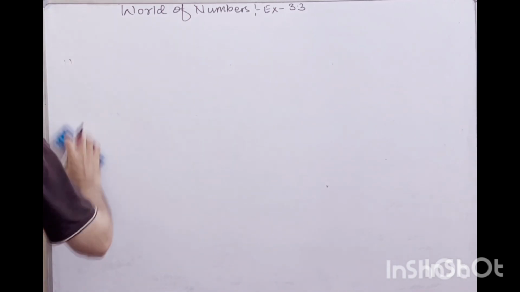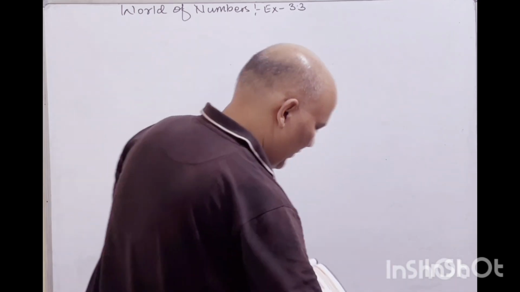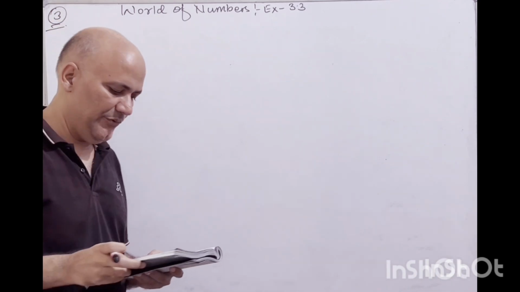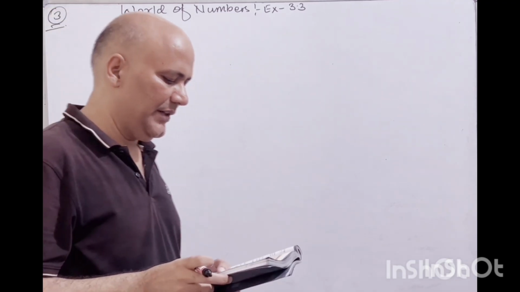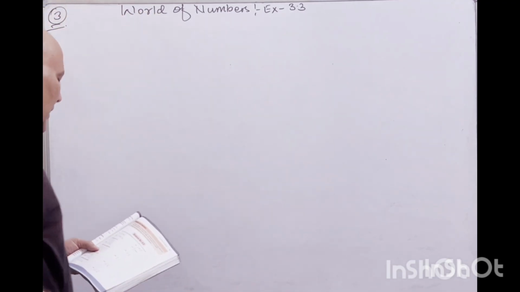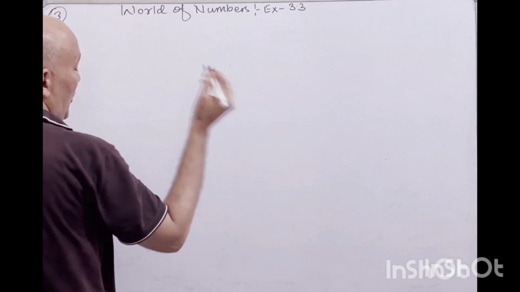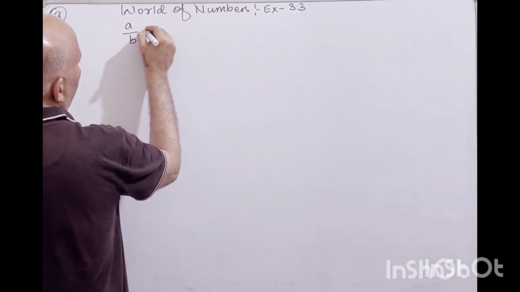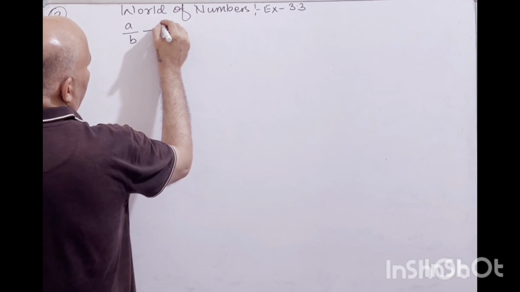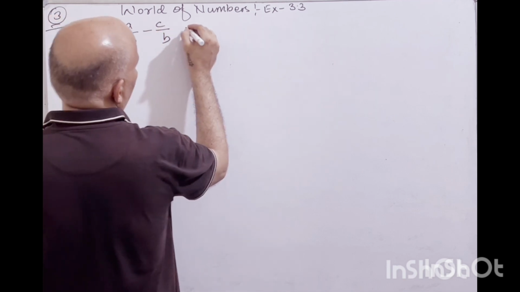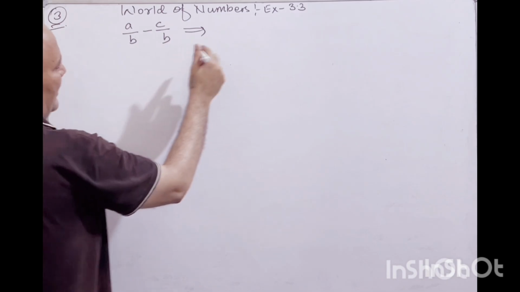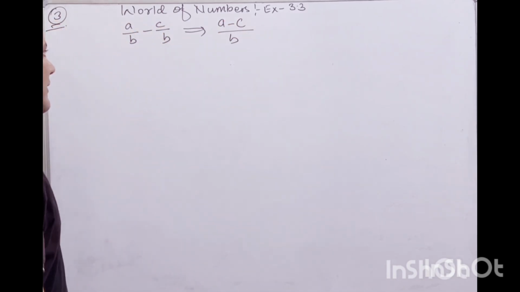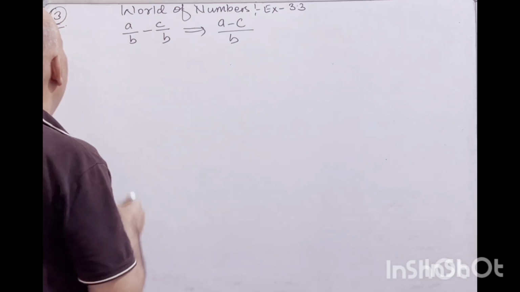Now we move to question number 3, and let's see what is given. Question number 3, find the difference. If the denominator is equal, then for A upon B minus C upon B, we can easily say A minus C upon B. If the denominator is not equal, then you have to make it equal.